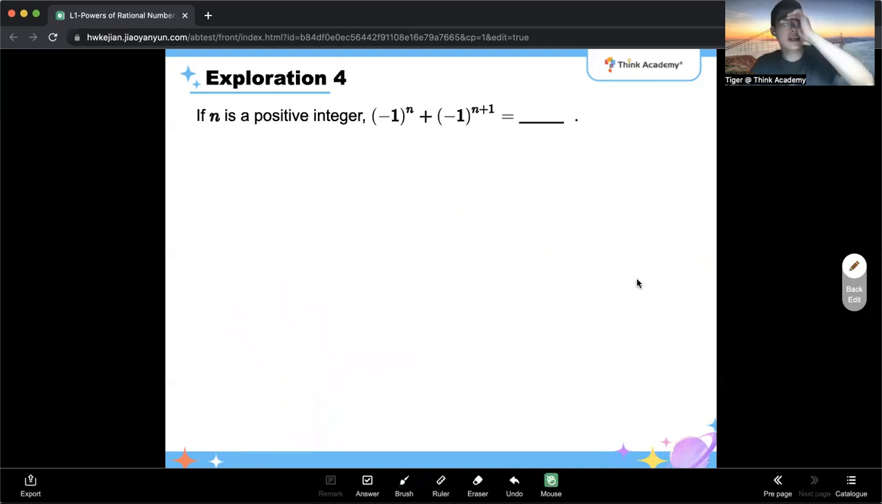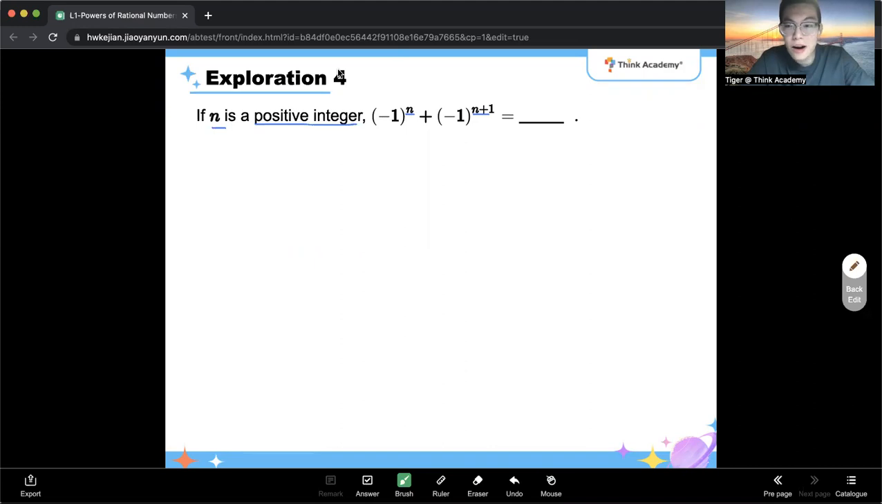So, last question for today. Exploration 4. Easy, isn't it? So for exploration 4, let's say n is a positive integer, which means that the two powers are going to be positive, being n and n adding 1, right? So what is the value of (-1) to the power n adding (-1) to the power of n adding 1?